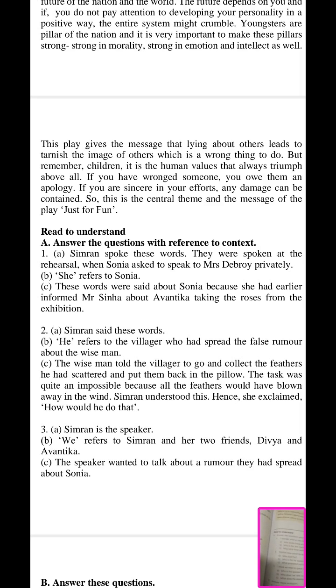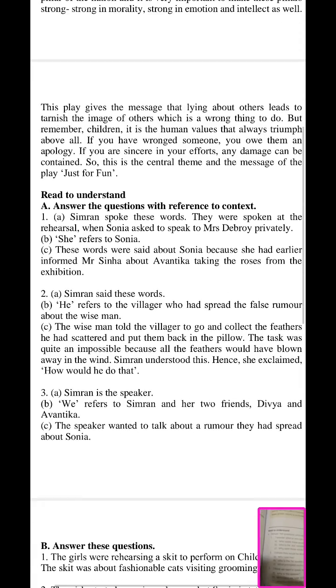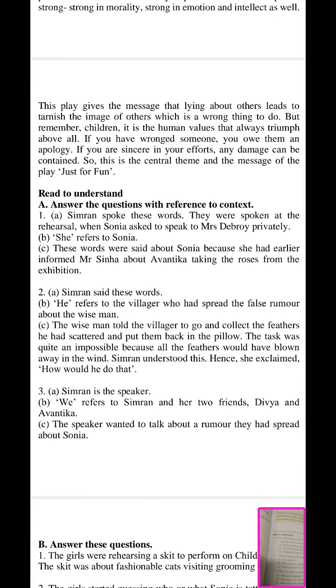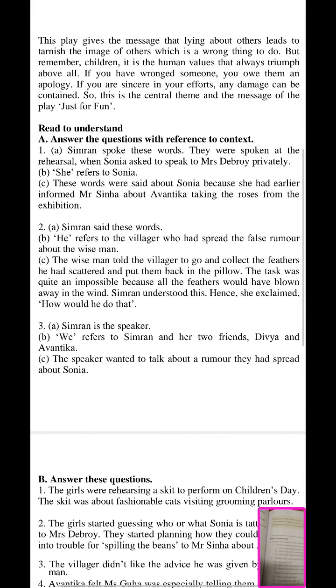Now, third one is, I think we need to speak to Miss Guha. Who is the speaker? Simran is the speaker. Who does we refer to? We refers to Simran and her two friends, Divya and Avantika. What does the speaker want to talk about? The speaker wanted to talk about a rumor they had spread about Sonia.